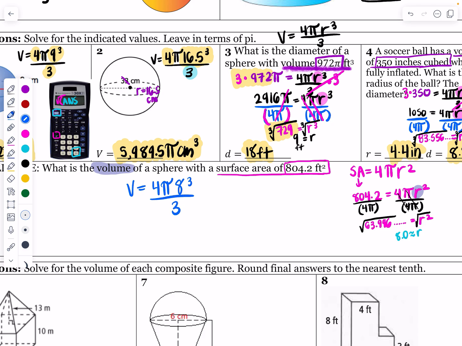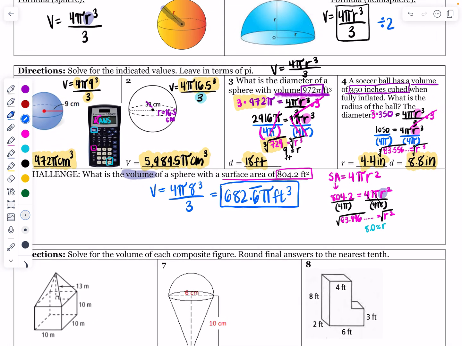Okay, so 8 cubed is 512, times 4 is 2048, divided by 3 gives me 682.6 repeating pi feet cubed for my volume. That was a challenge because you first had to get the radius before you could find the volume. Okay, so that was a 2-part. You had to get the first part right in order to get the second part right. So 682.6 pi feet cubed.